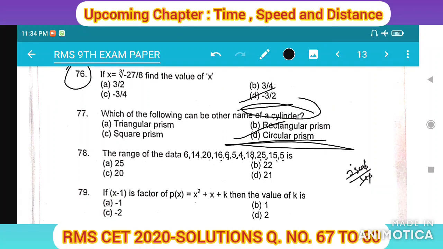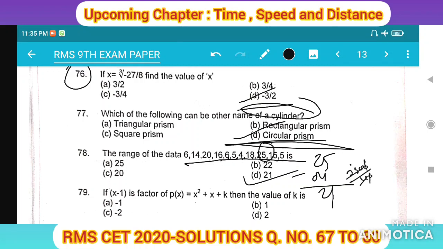The range of the class. Range of the class means highest value minus lowest value. Which is the highest one here? Here: 6, 14, 20, 16, 6, 5, 4, 18, 25. 25 is the highest one. 25 minus the lowest, 4, means 21. 21 is the answer.